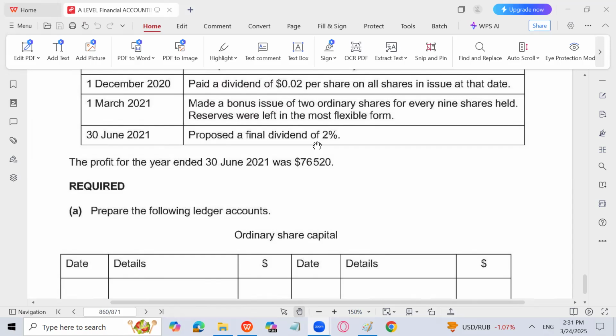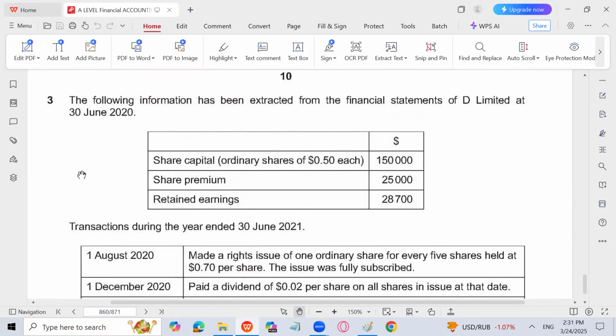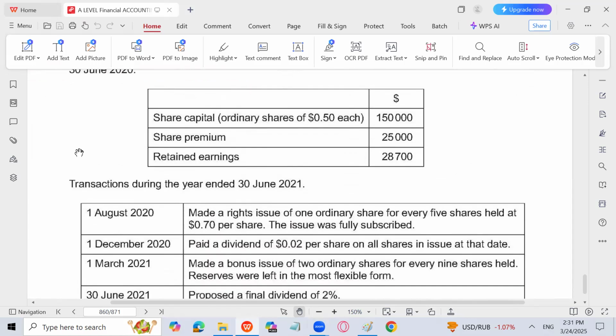Why? Because entries are a part of the paper. It comes in the paper regularly for ordinary shares, right shares, and payment of dividends. So we'll pass the entries and then we'll prepare the ledger accounts. The extract is given: share capital, ordinary shares of 0.5 each, that is 60,000.